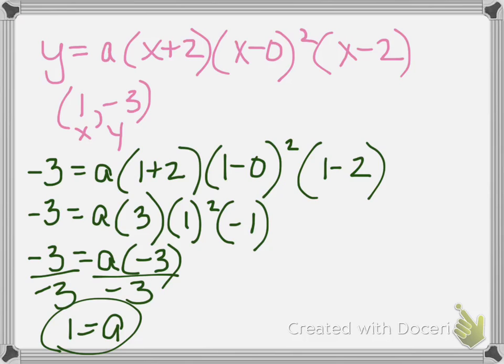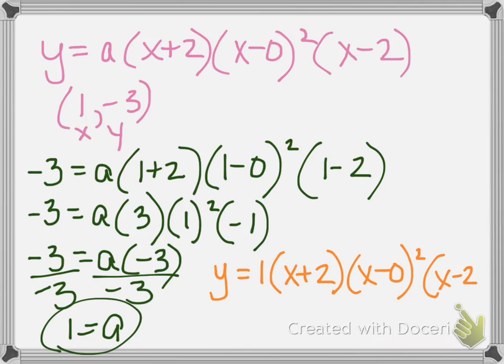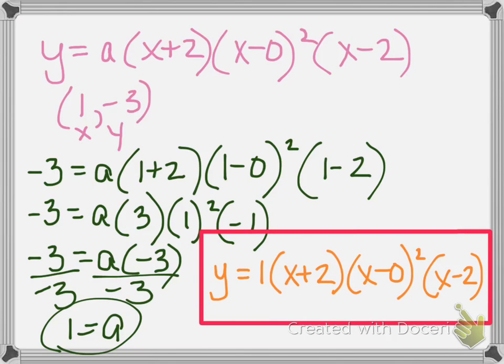So my final answer is I take that value for a and I rewrite my equation with a in it. So y equals 1 times x plus 2, x minus 0 squared, and x minus 2. And there is the solution for problem 1, number 2. Okay? Alright, so problem 1, number 1, I think I have that one also.